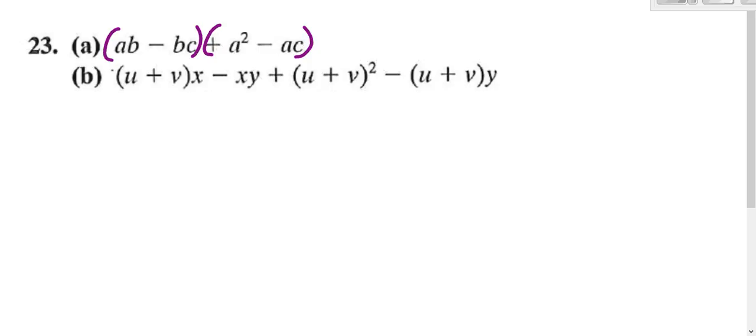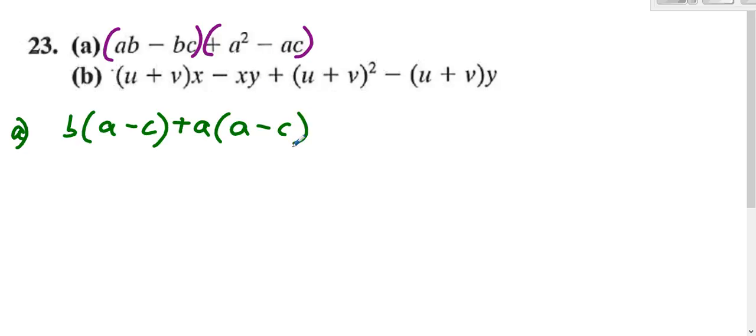So that first set, they both have a B. So take out the B and you're left with A minus C. Second group, they both have an A, so you're going to take out a positive A, and you'd be left with A minus C. That's good. Grouping works when the parentheses are the same. So the parentheses are the same, so that's one of our factors, A minus C. And then the other one would be B plus A. If you wanted to flip that order and say A plus B, that's okay.